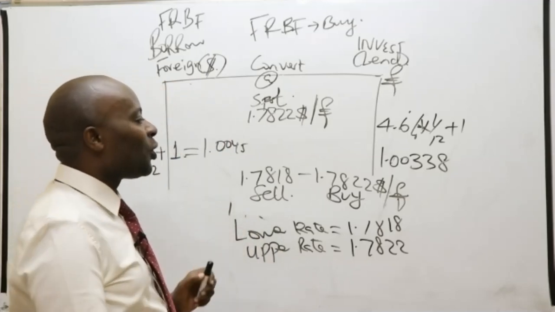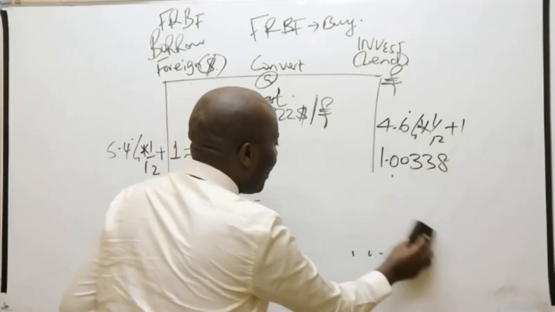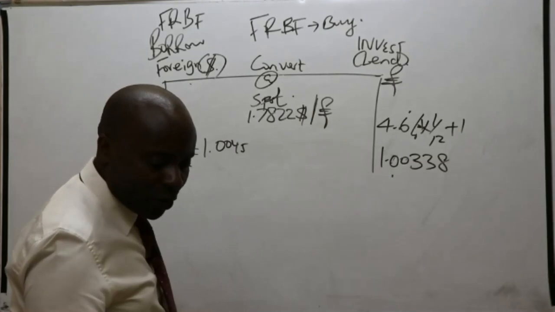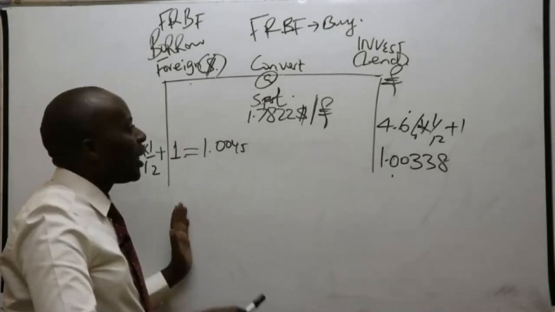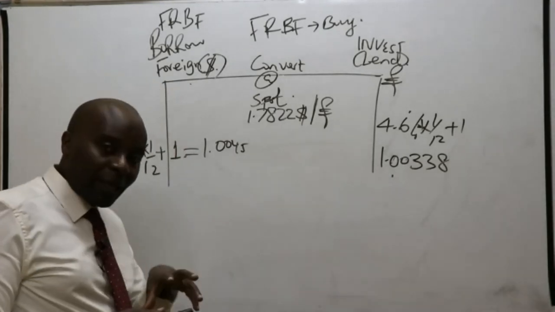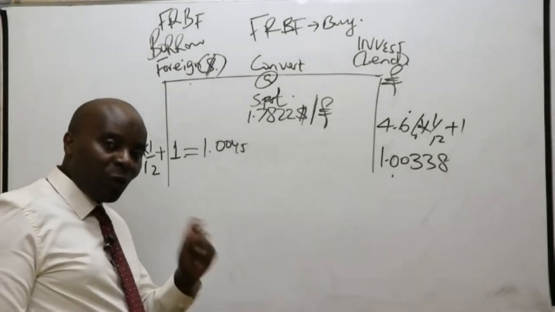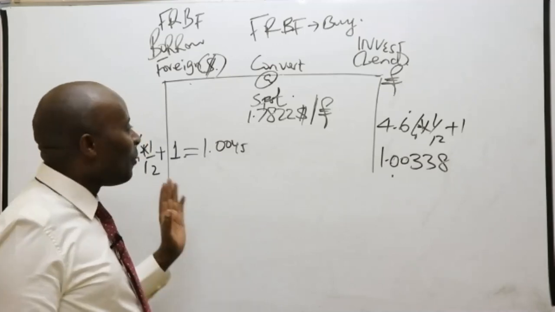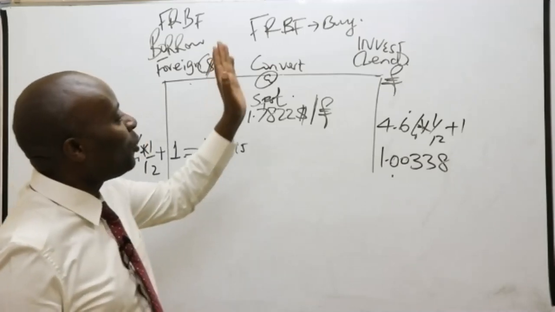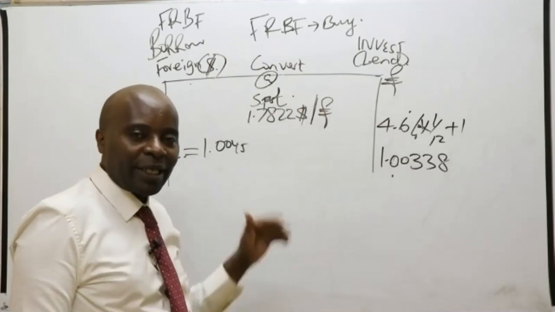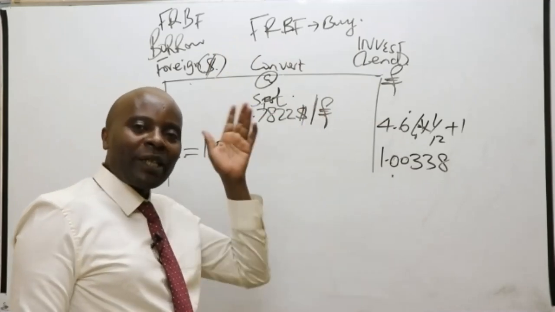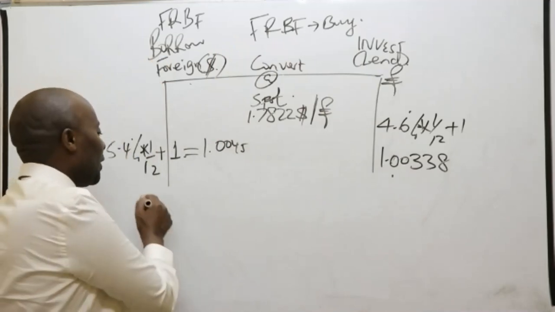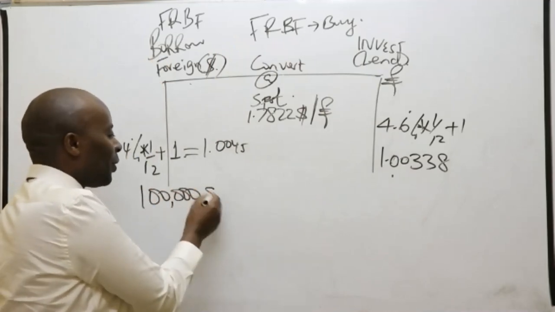So from there, ladies and gentlemen, come and give us straight away the money in the question. The money in the question, remember, we had 100,000 US dollars receivable. So where do we put the 100,000 US dollars? We can't put 100,000 US dollars in pounds. We can only put $100,000 in the dollars row. So come and put this $100,000 here.